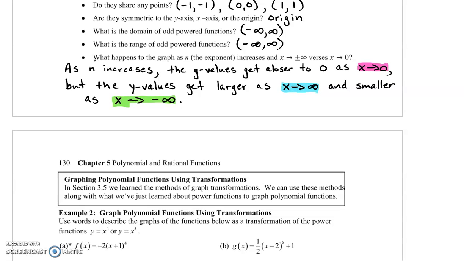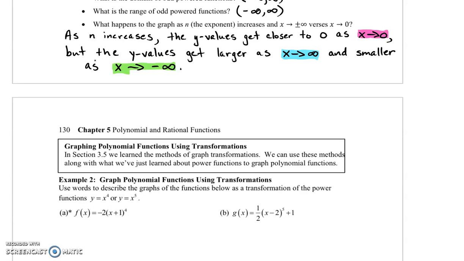All right, so that covers functions of odd degree. In the next video, we'll look at using our transformations again to graph these.